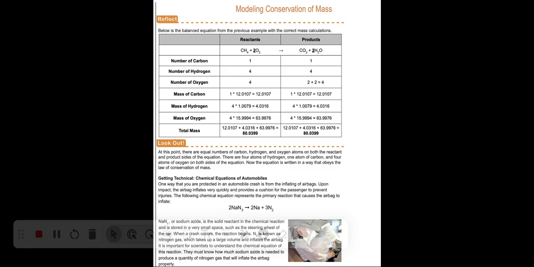It is important for scientists to understand the chemical equation of this reaction. They must know how much sodium azide is needed to produce a quantity of nitrogen gas that will inflate the airbag properly.